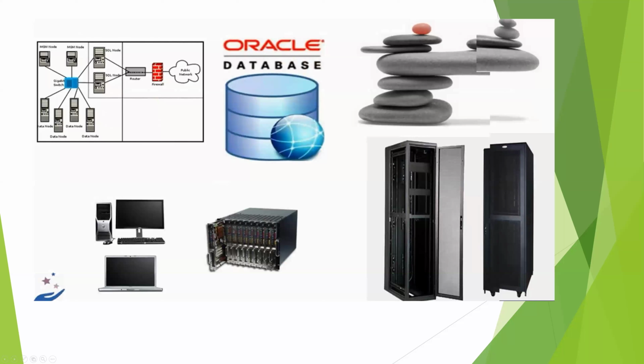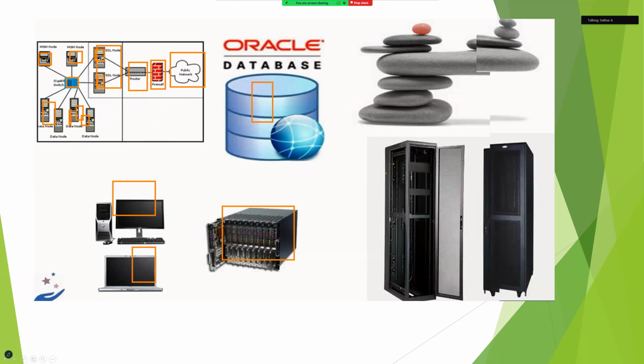If you observe this slide, here we have n number of devices communicating to one switch. Then other devices are communicating to the router, firewall, network, database, hardware systems, and server rack. To maintain this entire IT infrastructure on-premises, what do we need?